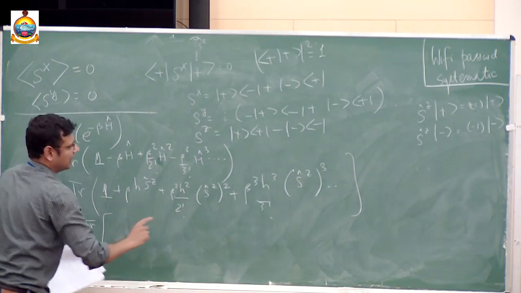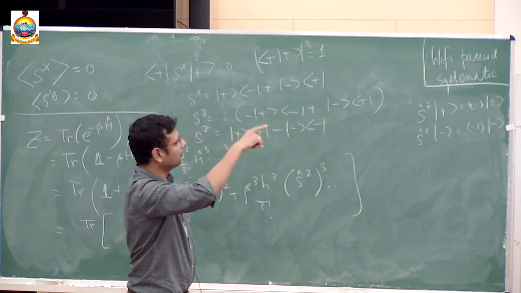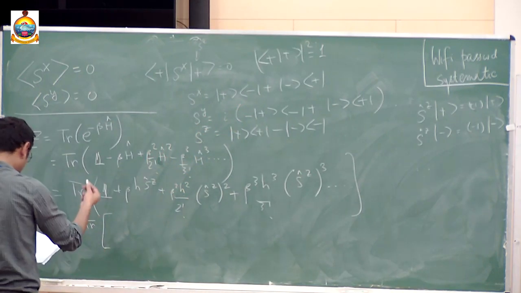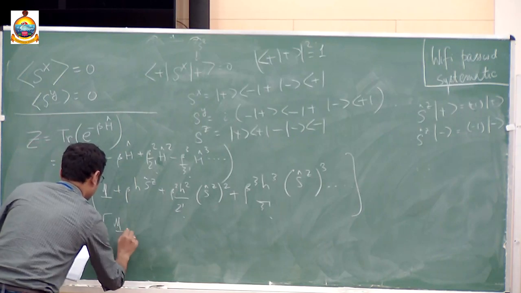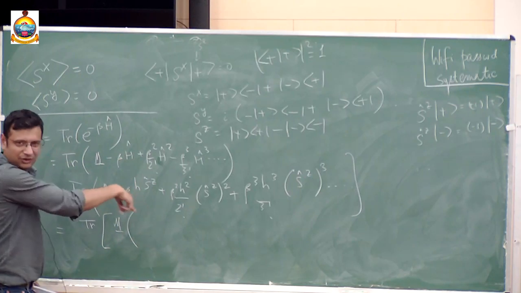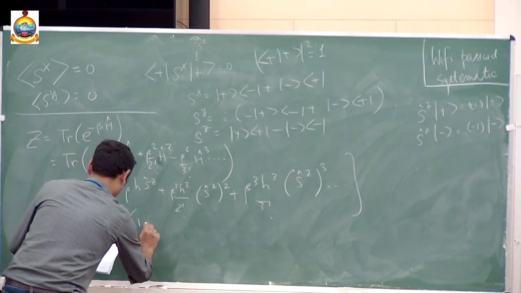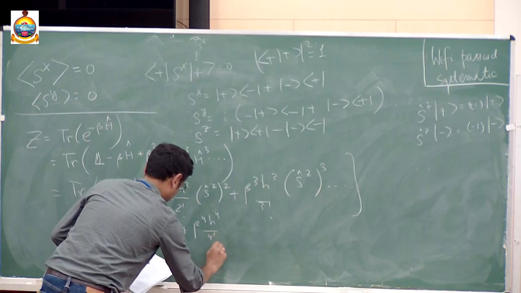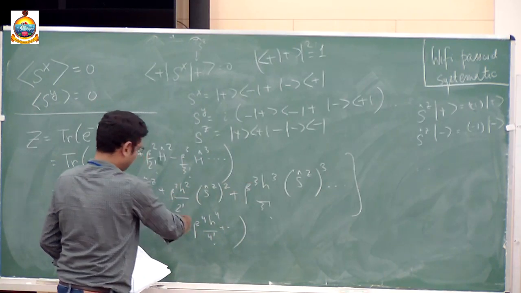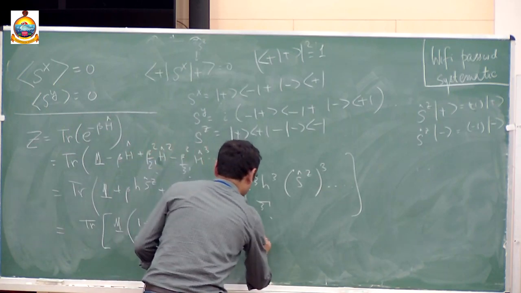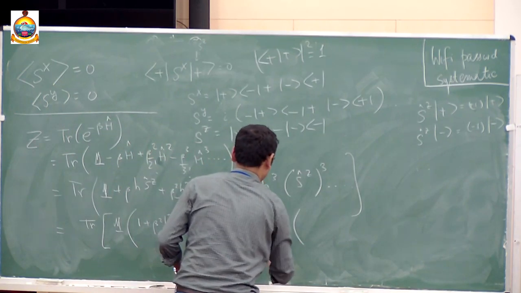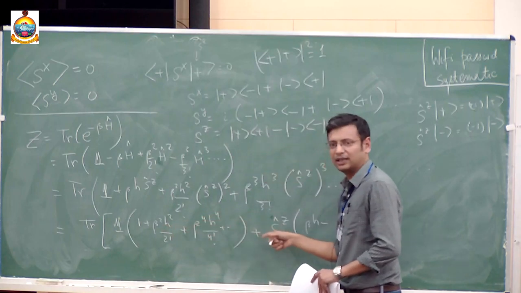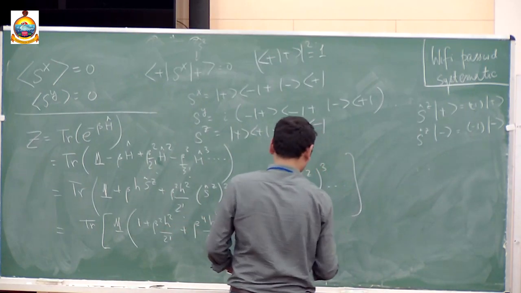So now, if we take the trace and we use these two properties that I said, that the even power of SZ is just the identity and the odd power is just SZ itself, then we can do this trace very easily, right? I leave you some steps to verify in between, but they're not hard. So on. So all the even powers would appear here, and all the odd powers will appear here, but with alternating signs. So here they'll appear with the same sign. Here they'll appear with alternating signs.